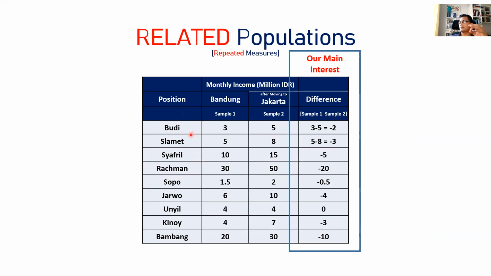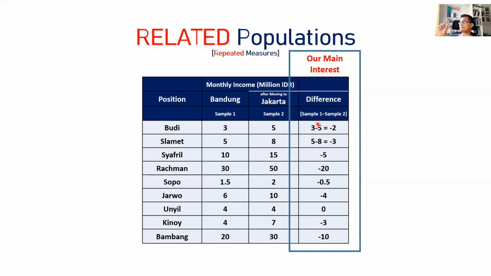For example, Budi, before moving to Jakarta, his income is 3 million rupiahs, and after he moved to Jakarta, the income is 5 million rupiahs. Then the main interest in related populations hypothesis test is the magnitude of the before and after effects, which is 3 minus 5, minus 2. And Slamet, for example, in Bandung he gained 5 million rupiahs. After moving to Jakarta he gained 8 million rupiahs. Then the difference will be 5 minus 8 equals minus 3.